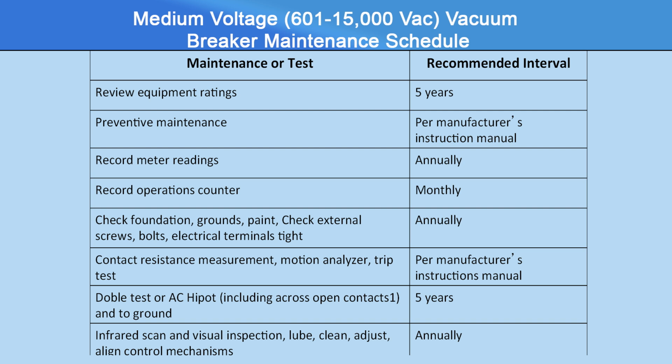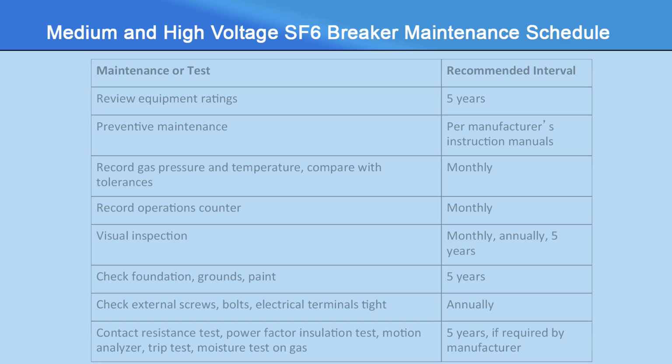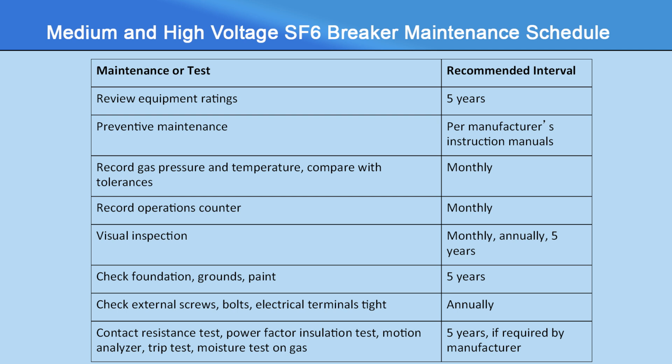Next is the dielectric test or AC high pot, including across open contacts and to ground. This is performed every 5 years. Next and the last test is the infrared scan and visual inspection, lubricate, clean, adjust, align control mechanisms. This is performed annually. Now let us discuss the medium and high voltage SF6 breaker maintenance schedule.